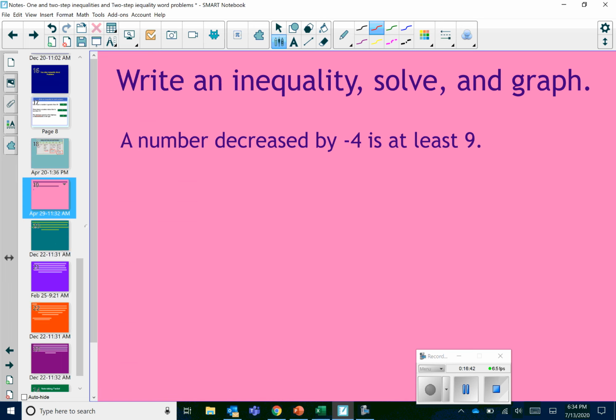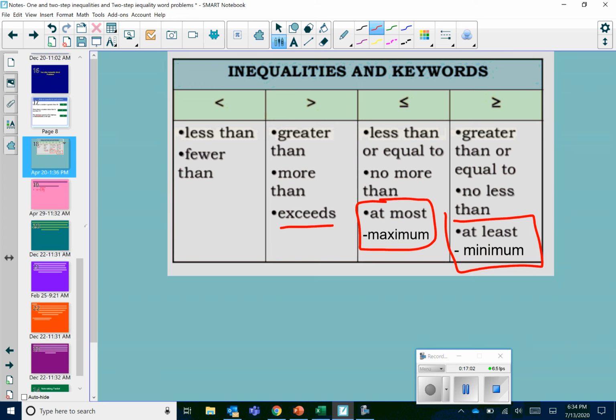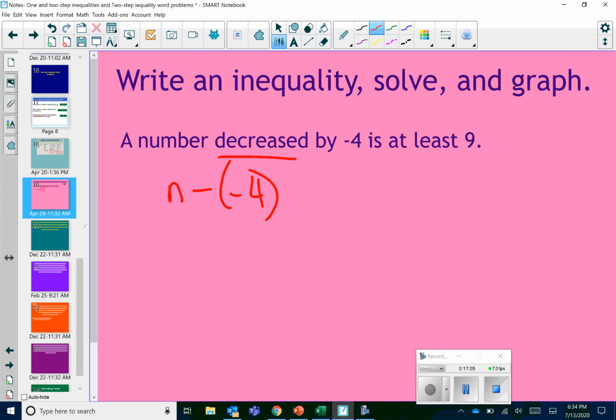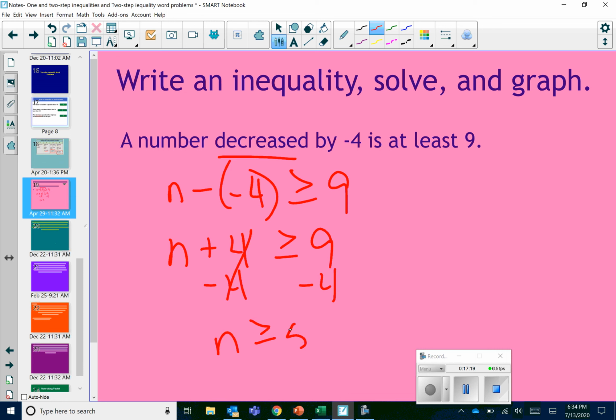So now that we've gone over some keywords, let's do a few of these problems. It says a number is decreased by -4. A number decreased by -4. Decreased means subtraction. By -4 is at least, which what did we say at least was? Let's go back. At least would be greater than or equal to 9. Well, I've got a double negative here, so if I were to keep change, that becomes n plus 4 is greater than or equal to 9. And then to solve, we would subtract 4 on both sides, leaving us with n is greater than or equal to 5. Let's try another one.